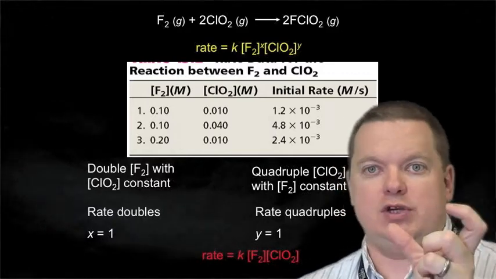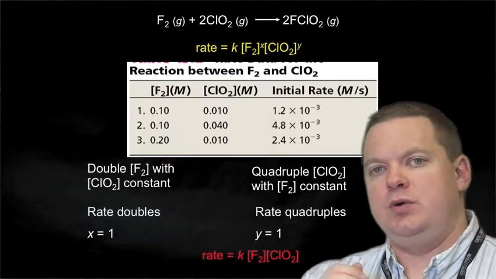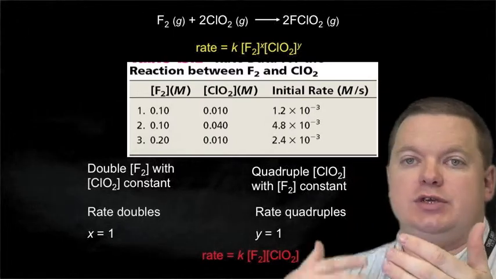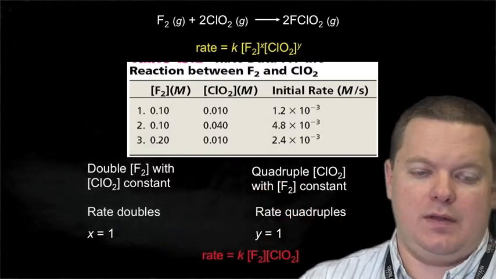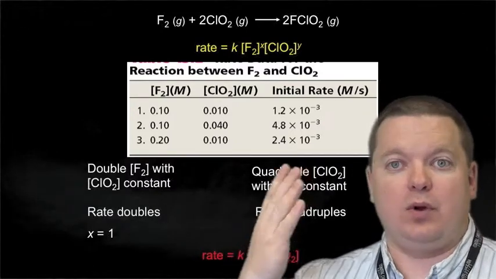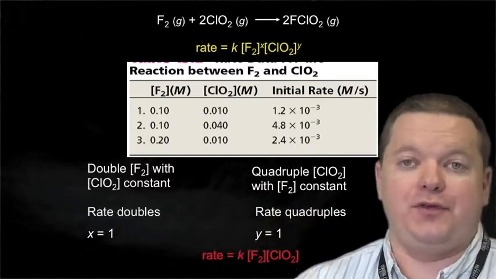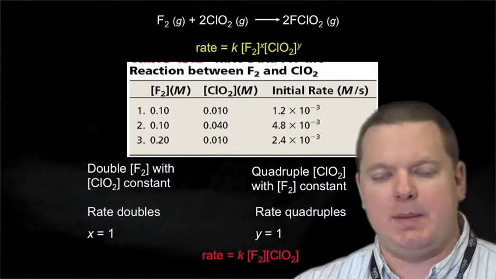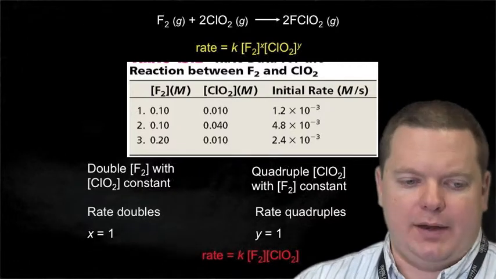And what we're going to do experimentally is we're going to take a certain concentration of the fluorine and a certain concentration of the ClO2, and measure the rate. Keep one of those concentrations the same, change the other one, measure its rate. We're always holding one concentration between two experiments the same, changing the other one. Again, our scientific method: we only change one variable at a time and measure its corresponding effect on the rate.